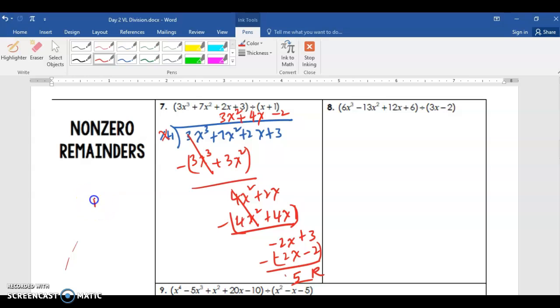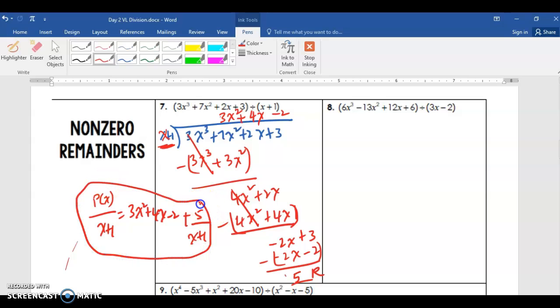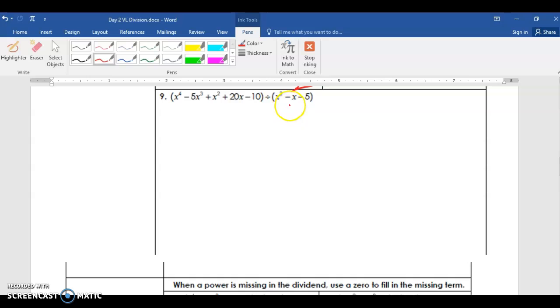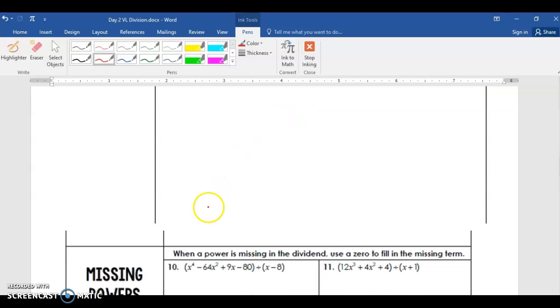So, how would you write this? It's p of x over x plus 1 equals 3x squared plus 4x minus 2. And then you would write this remainder first. It's positive, so I would say plus. If it is negative, I would say minus. Divided by x plus 1, which is our divisor. And that's how you present your answer. Okay, so that's the deal with non-zero remainders. And you have a ninth one, which is a quadratic, same as the question that we did before.